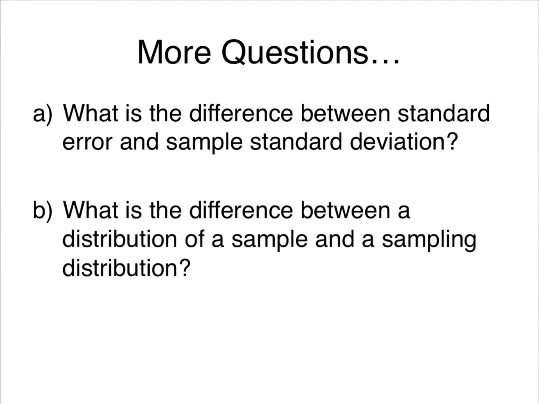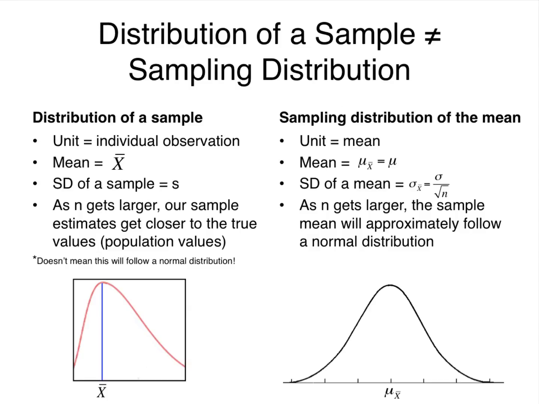The next question is, what is the difference between a distribution of a sample and a sampling distribution? So with the distribution of a sample, the unit is an individual observation. For example, let's say we take a sample of 50 people and take their heights. Those individual heights are the units. The mean is defined by x bar, the sample mean, and this would be the average height in our sample. The standard deviation of our sample is defined as the average deviation of individual observations from the mean.